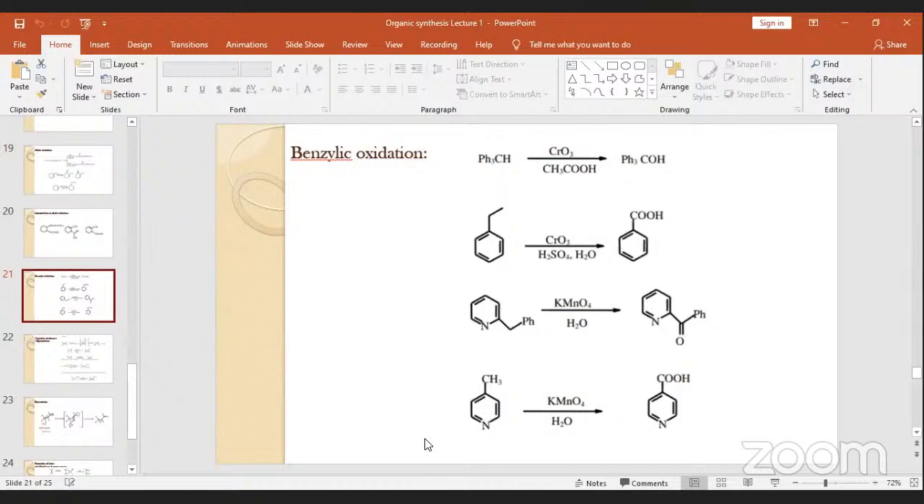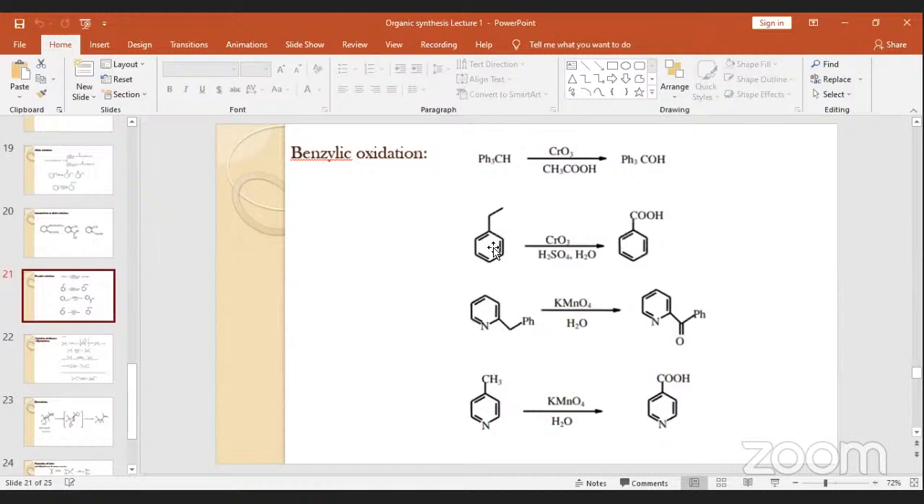Benzylic oxidation. We have seen allylic oxidation. Here, benzylic oxidation. So, benzyl position. What is the benzyl position? The position which is attached to phenyl or another aromatic ring. This is the benzyl position. Triphenyl methane, you see. Triphenyl methane, this H can be oxidized very easily. And with chromium trioxide and acetic acid to give you this alcohol.